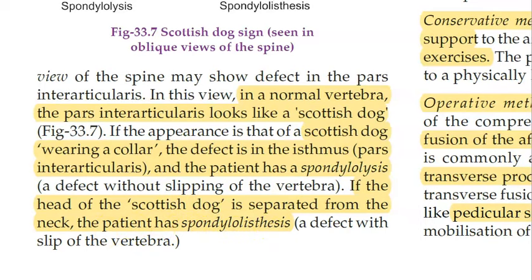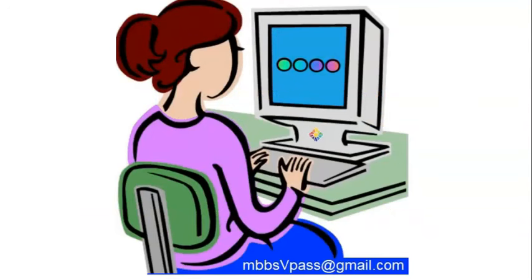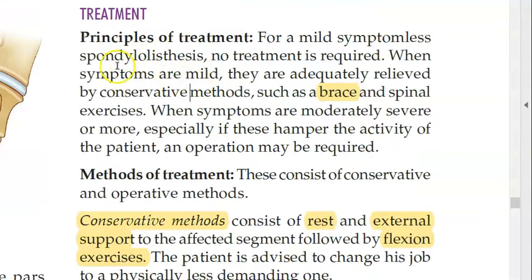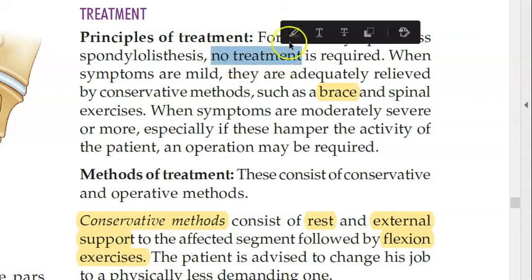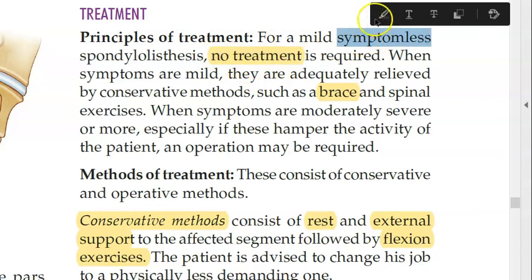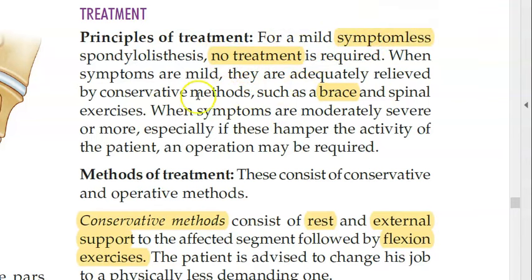Okay. Now let's look at the treatment of spondylolisthesis. Principles of treatment: for mild symptomless, no treatment. Conservatively, if the symptoms are mild, you can give a brace and spinal exercise. When symptoms are moderate, what will you do? You'll do an operation, okay?